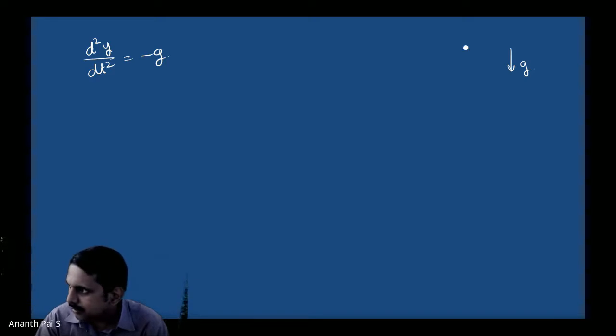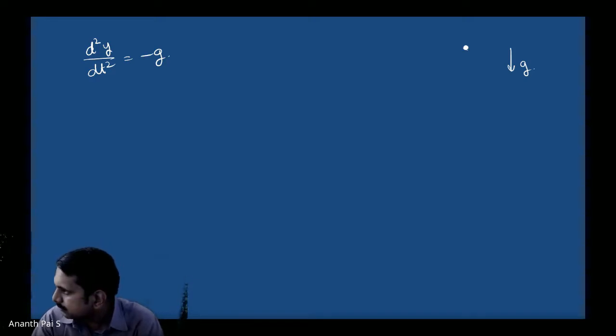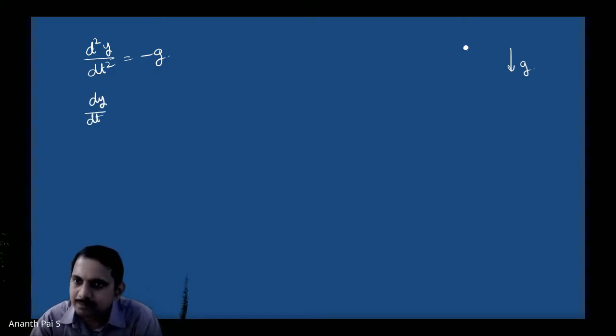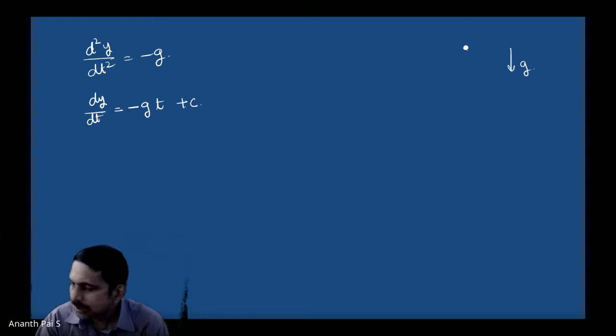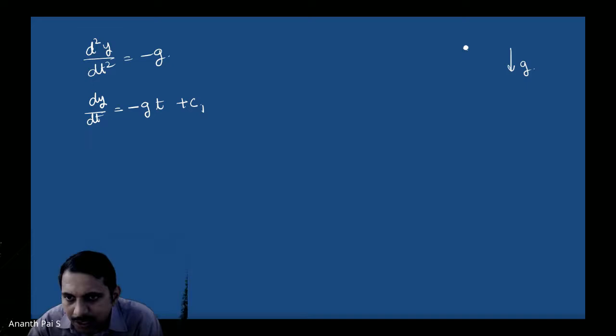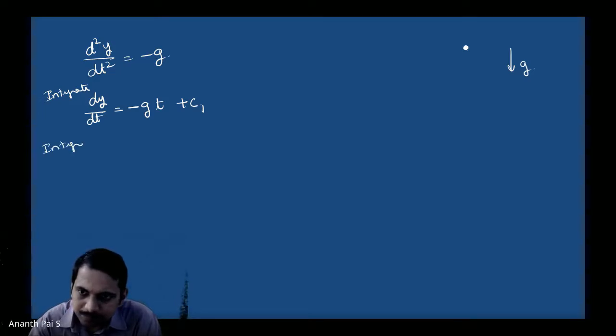That's a differential equation. So now let us integrate that. When you integrate that, you get dy by dt is equal to minus g into t plus a constant. Let us write it as c1. Then I can integrate again, and you will find y is equal to minus gt square by 2.